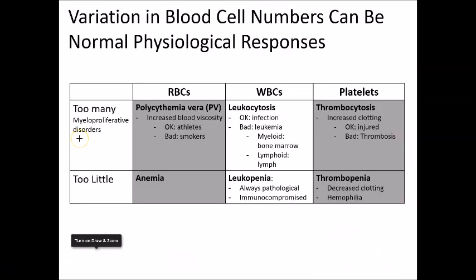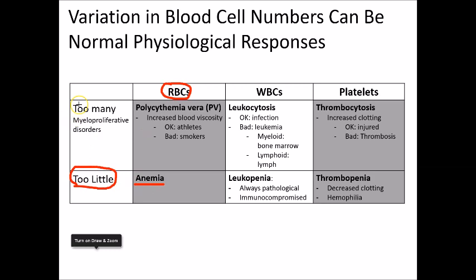And so we might as well just finish this all up at once on this slide. Variation in blood cell numbers can be normal physiological responses, or they could be pathological as well. You just have to kind of consider them. So we just talked about red blood cells a little bit. So here are our red blood cells right here. Here are disorders. We talked about too few red blood cells, or not enough hemoglobin, or not enough oxygen carrying capacity. That's called anemia.